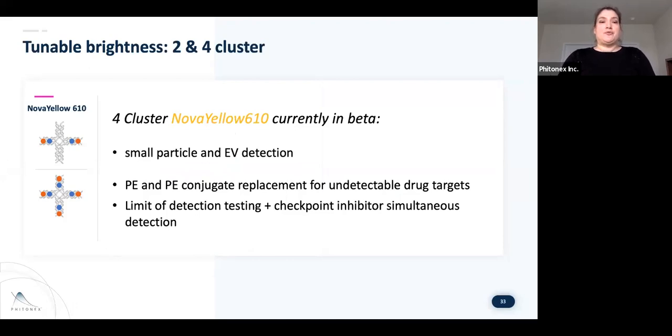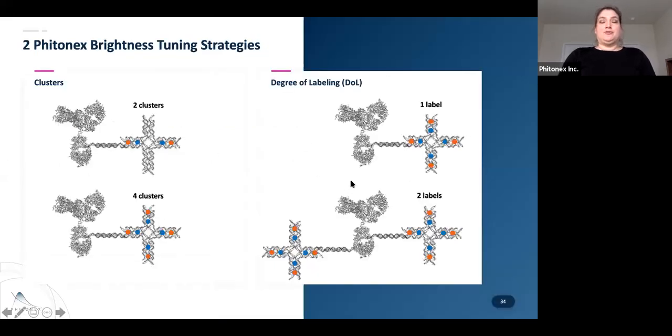And also, as a PE and PE conjugate replacement, it can help detect drug targets. For instance, antigens like PD-1, which become an issue in terms of brightness when you're looking in cancer trials, this might be a way to really look at the limit of detection and see what's happening in terms of expression. I think to some extent we've been limited by the resources we've been able to use, and now we can look specifically at the questions that we've only been able to speculate on up until this point. So it's really exciting to think about what we can do with this.